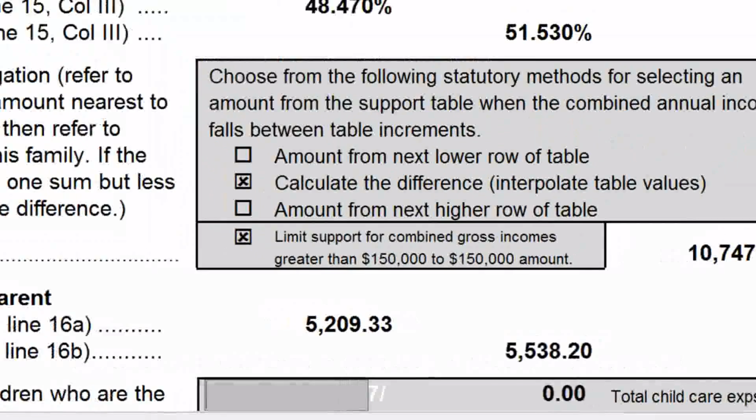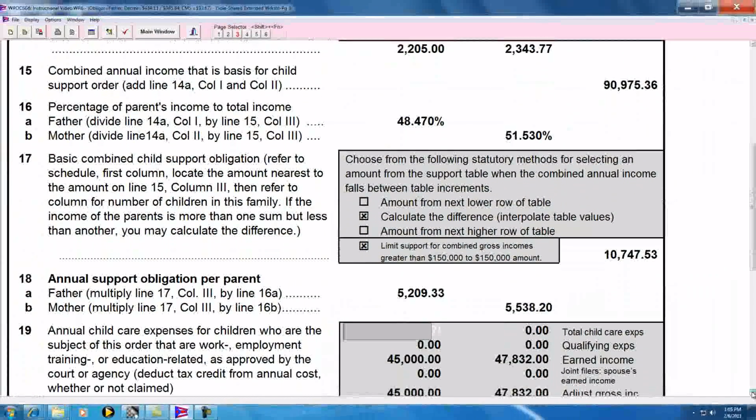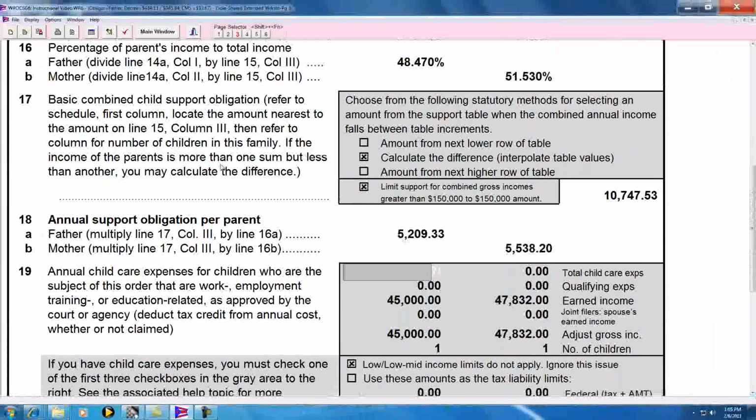Lines 18A and B are the parties' respective child support obligations. The amounts are calculated by taking each party's percentage on line 16 and multiplying by the basic combined child support amount obligation on line 17. Here we take father's 48.47% on line 16A and multiply it by $10,747.53, and we get $5,209.33.